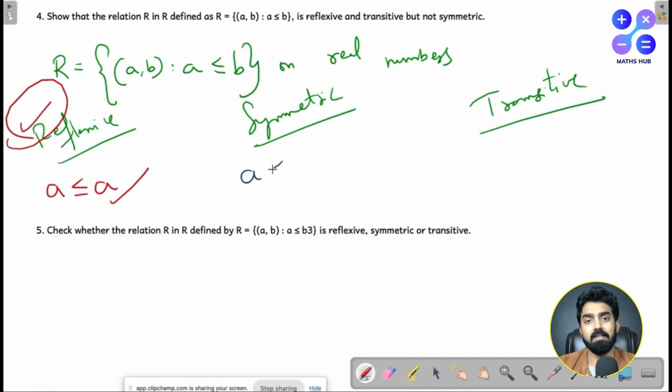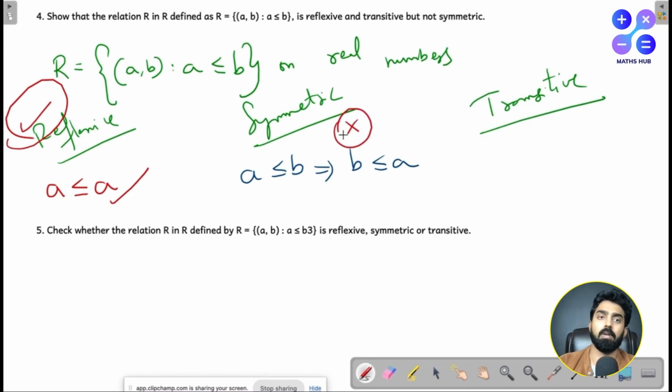If I have a is less than or equal to b, does that mean b is less than or equal to a? Not necessarily. If a is less than or equal to b, if it is equal, then you have this equality. But if b is greater than a, you cannot say b is less than a at the same time, right? So that's not true. You cannot have a number be greater and lesser at the same time. It could be equal though, but it cannot be less than or greater at the same time. So it's not symmetric. Now, is it transitive?